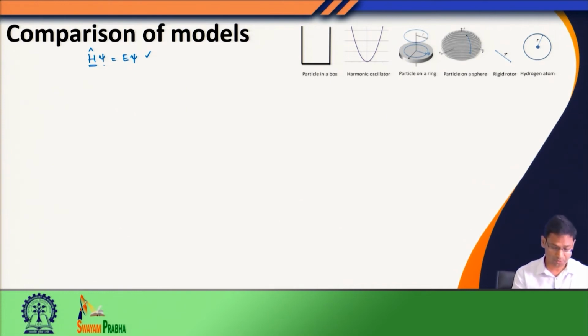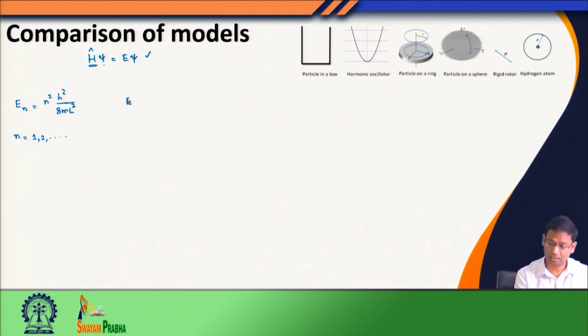For example, for the particle in a box problem, we had E n given by n square h square divided by 8 m L square, where m is the mass of the particle, L is the length of the box, h is Planck's constant, and n is an independent quantum number, where n goes from 1, 2, and so on. Remember, n equals 0 is not allowed. We discussed why it is not allowed when we discussed this problem. The other thing you must notice is that the energy here depends as a function of n square. Now, we would have more idea to compare when we write down the other solutions.